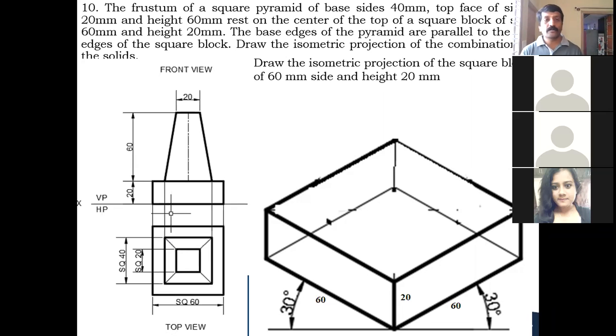How to draw the front view? The square slab looks like a rectangle in the front view. So for the outer rectangle, you draw a vertical projector and take the height of the square slab, 20 millimeter, draw the horizontal line, and extend this line. You will get a rectangle like this.